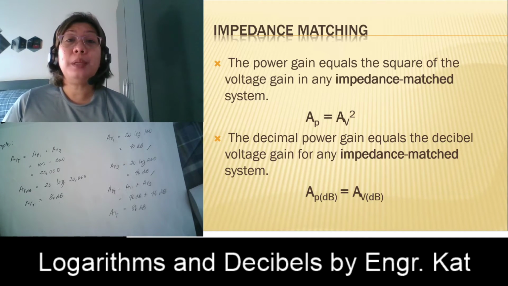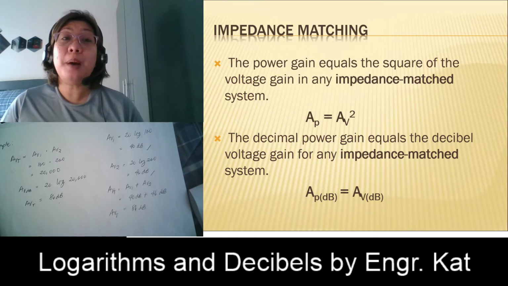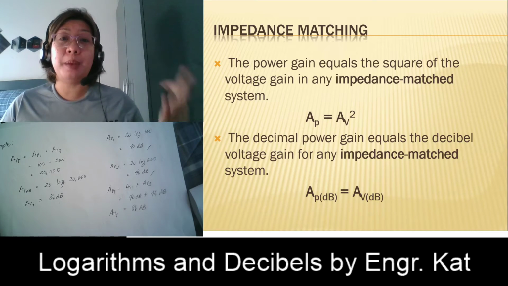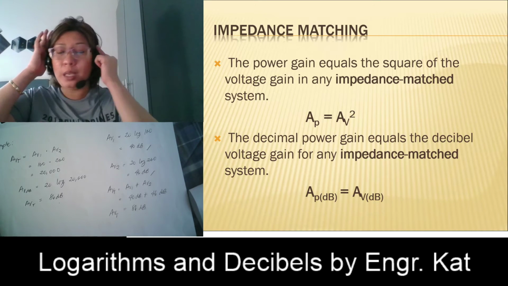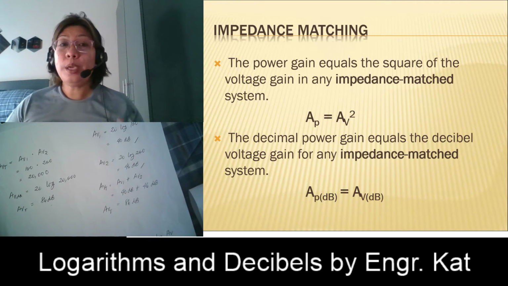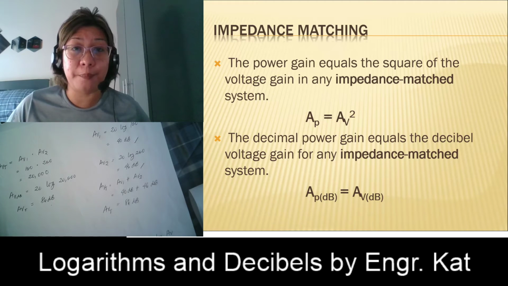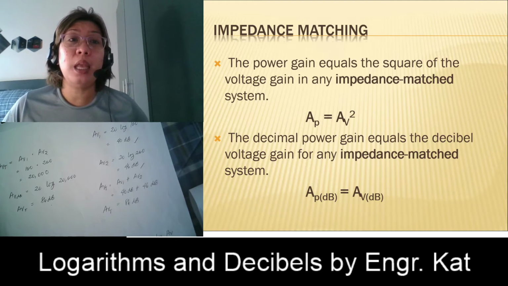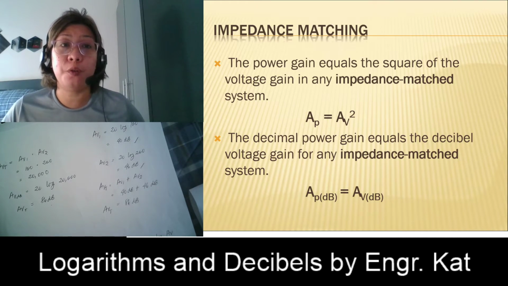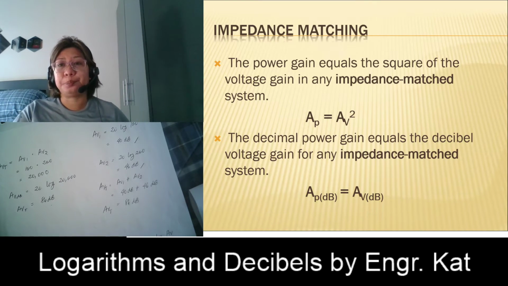Okay, so they are equal. So AP, or the power gain, is equal to the square of AV. But when we have a decibel power gain, just like what we did earlier, we have here that the decibel power gain equals the decibel voltage gain for any impedance matched system. So this is equivalent to 10 log of PO over PI, and this is equivalent to 20 log of VO over VI, but their values are the same.